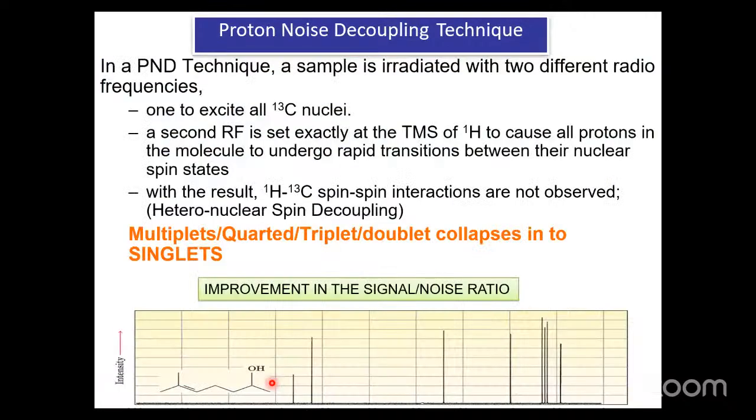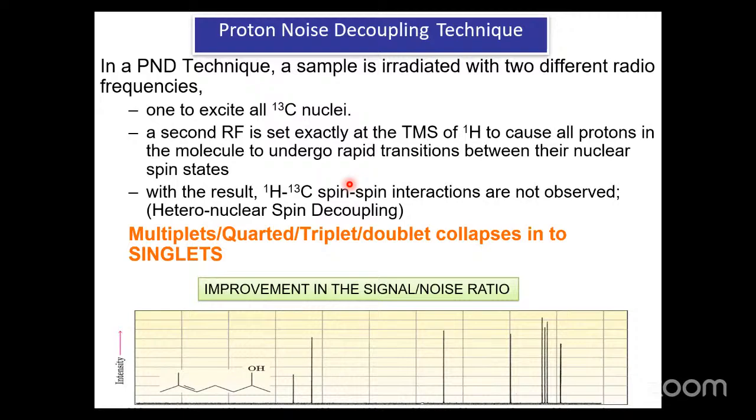What we do in the PND technique is irradiate a sample with two radio frequencies. The first pulse will excite all carbon-13 nuclei. The second pulse is exactly matched to the hydrogen of TMS. TMS is the standard. All protons in a molecule will go into rapid transition.